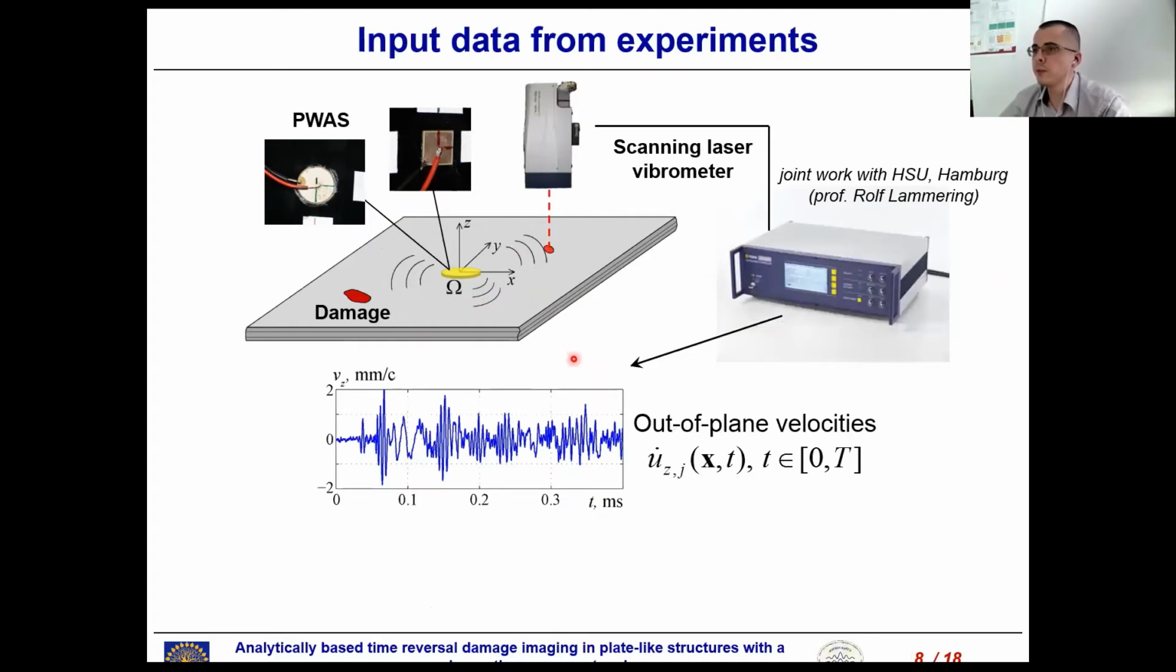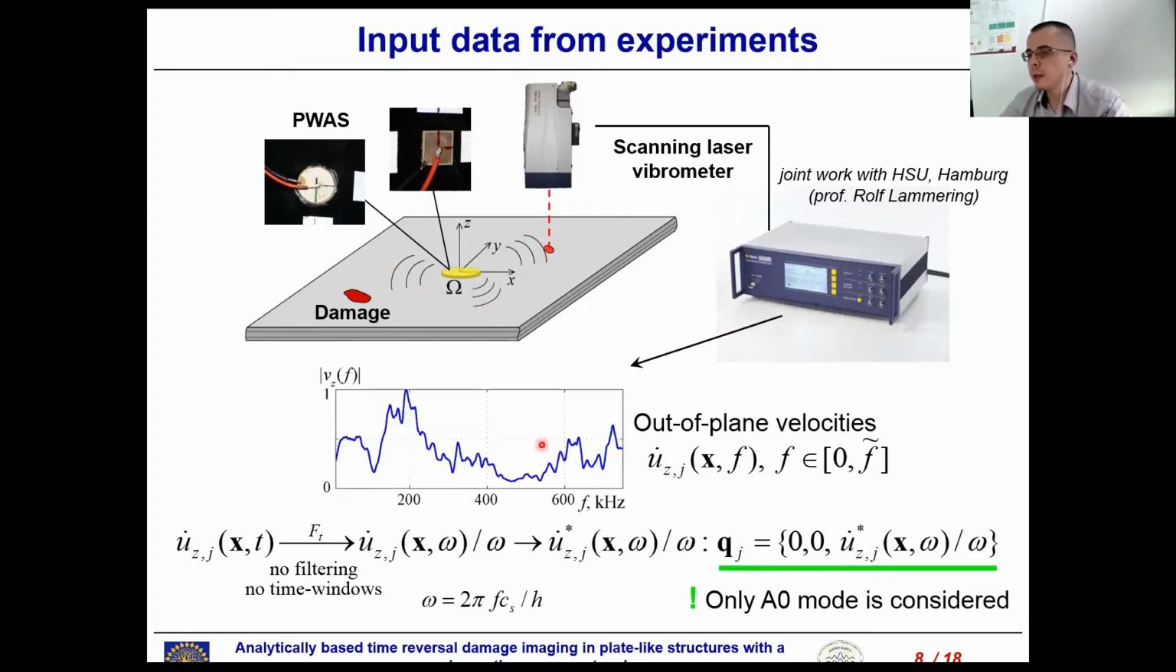Another model is if we are using a scanning laser vibrometer for obtaining the data for further emission. This is joint work with Helmut Schmidt University Hamburg with Professor Rolf Lammering. In this case, we are obtaining out-of-plane velocities at certain points on the plate surface. Again, we do some Fourier transform to the frequency domain, and here the derivation is almost the same, but in contrast to the previous derivation, here we have a vertical point load.